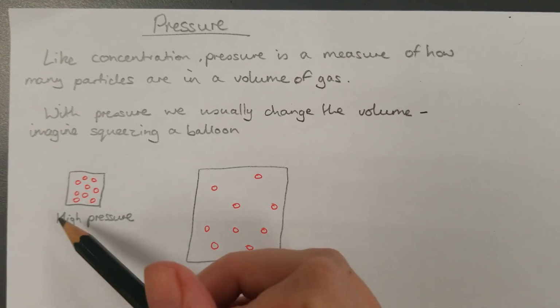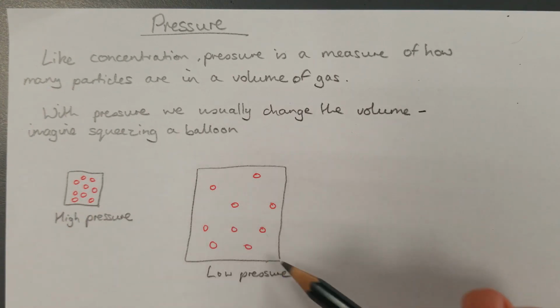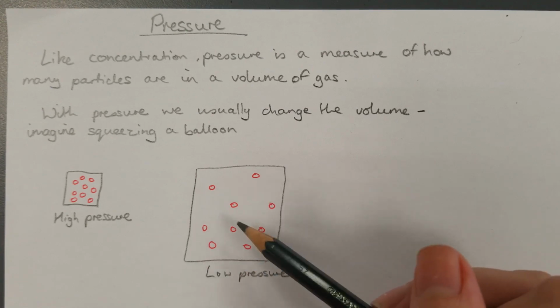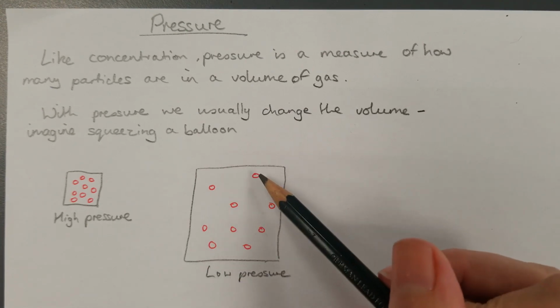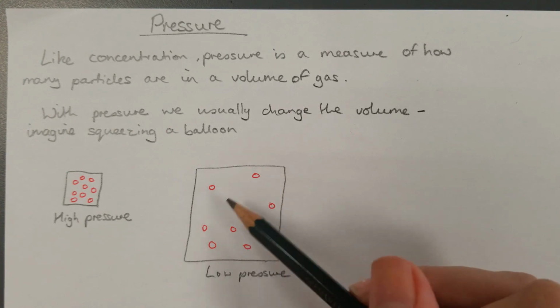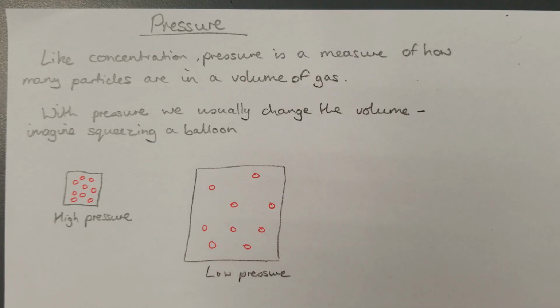So as you can see, at high pressure we have lots of particles in a small volume. At low pressure, if we increase that volume, same number of particles, they're obviously more spread out, so it is at lower pressure. Remember from physics, the pressure is when these particles collide with the outside, so the more spread out, the lower the pressure is.